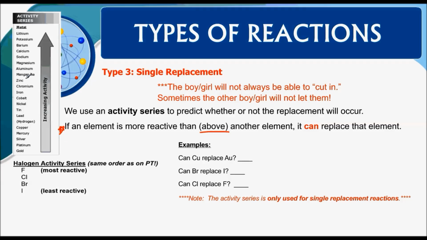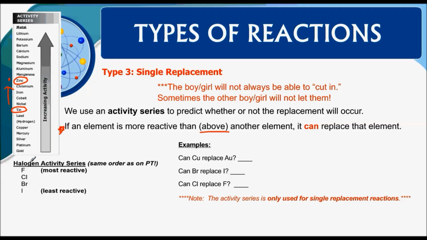For example, if we are trying to see if zinc will replace tin. Yes, it will. Zinc will replace tin because it is higher, meaning it's more reactive on the list. So as long as it's above the other element, it can replace. But if tin was trying to replace zinc, because tin is below it, the answer would be no reaction. This actually is not possible.